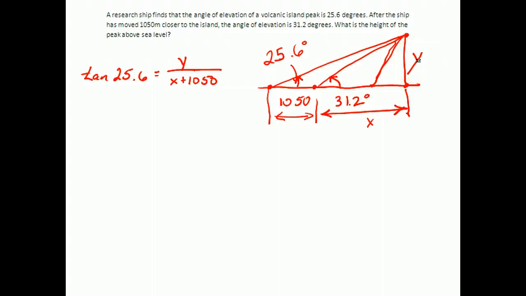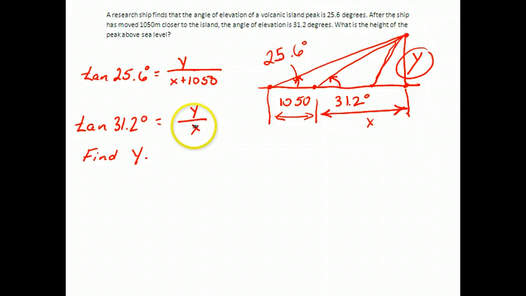Another ratio that I can draw is tan of 31.2 degrees is equal to y over, and this is just simply x. So I've got two nice equations there, but what we really want to find is y, the height of the altitude of our volcano.